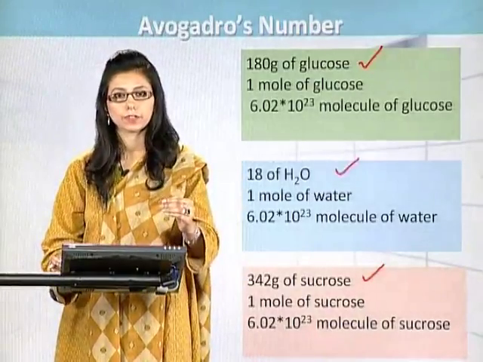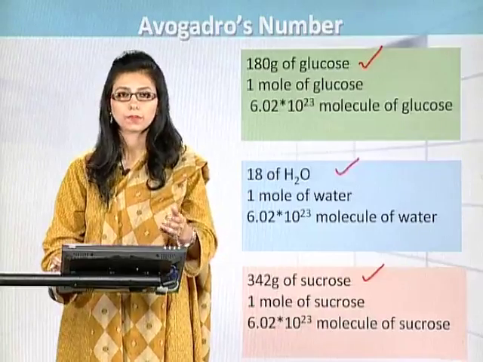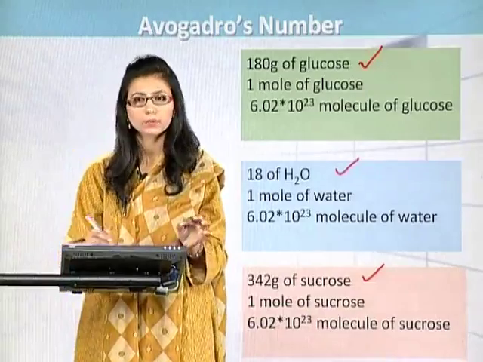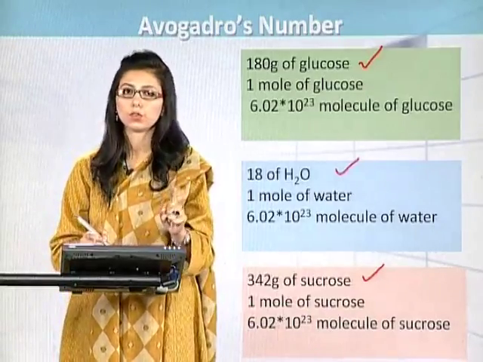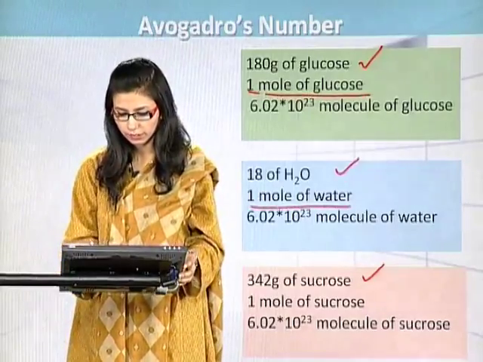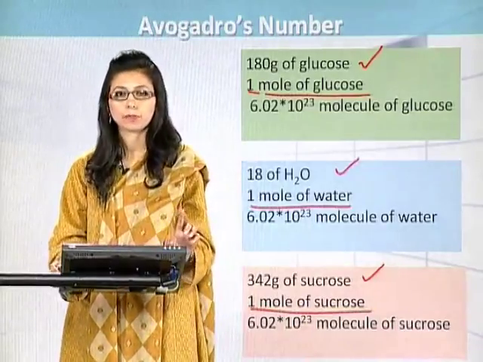Molecules of glucose, molecules of water and molecules of sucrose. Their masses are different, which we specify in grams, which is equal to 1 mole. But here the important thing is that we are trying to determine the number of particles in 1 mole of different molecules, like 1 mole of glucose, 1 mole of water and 1 mole of sucrose. Their masses are different but the number of particles is the same.